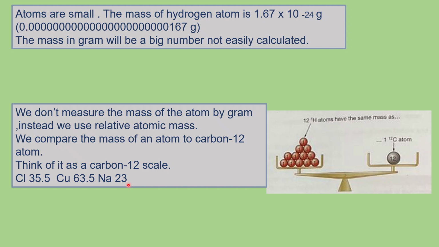The relative atomic mass doesn't have a unit. It's not measured on a scale, it's just on a scale of carbon 12, okay? And it doesn't have a unit because it is a ratio between the atom itself and the hydrogen, or the atom itself and the carbon 12 scale.